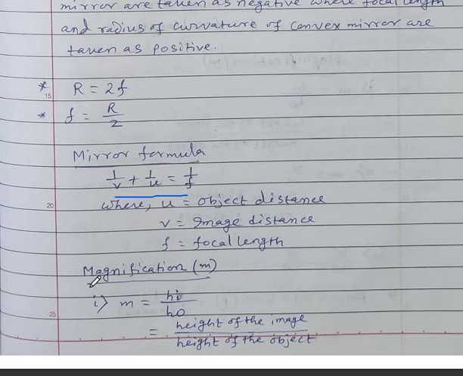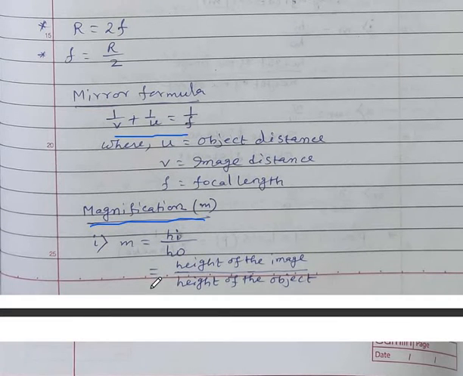Let me talk about magnification, which is marked by small letter m. Magnification will decide the size of the image also, how big it is, how small it is. First magnification formula, m is equal to hi by ho. Maybe in your textbook you have H dash, H, H1, H2, but don't use that. Use this formula: magnification m is equal to hi by ho. Hi means height of the image, ho means height of the object. That means the ratio between height of the image and height of the object gives you magnification.